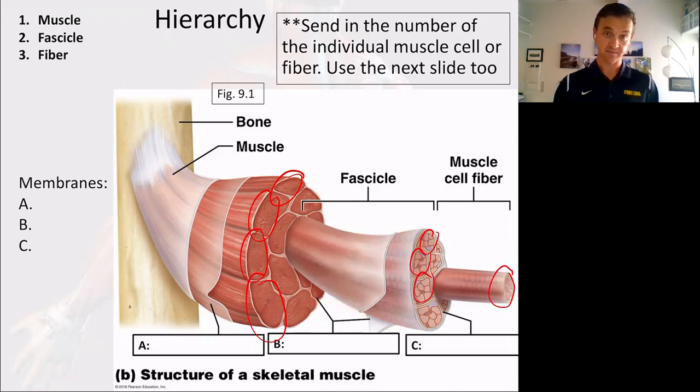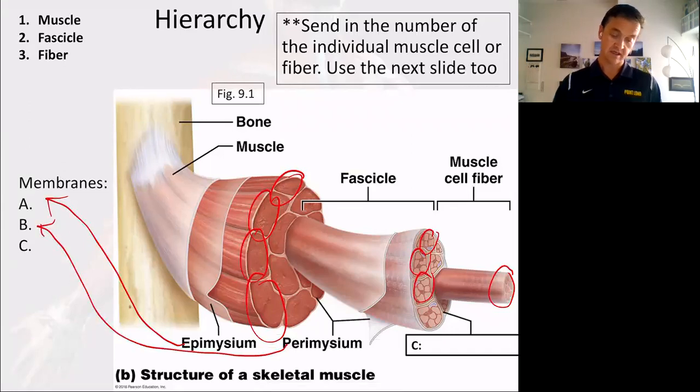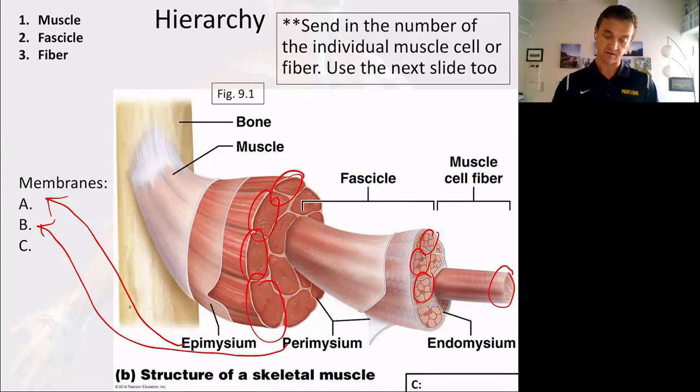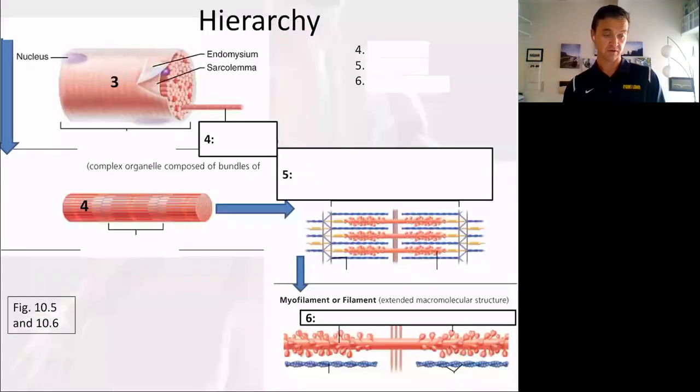Those membranes cover each structure. The one that covers the muscle itself, A, is the epimysium. The one that covers the fascicle, B, is the perimysium. And the one that covers each muscle cell is known as the endomysium. So these are all different connective tissue membranes that cover all these different layers. But we can go further.